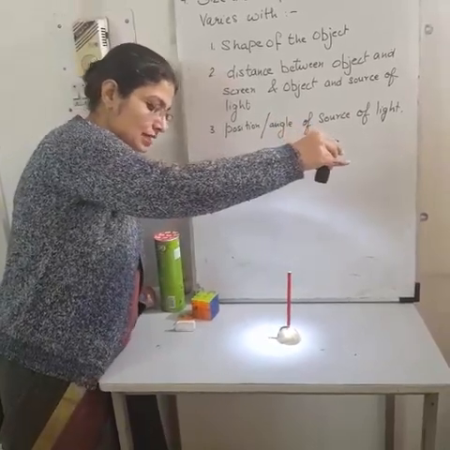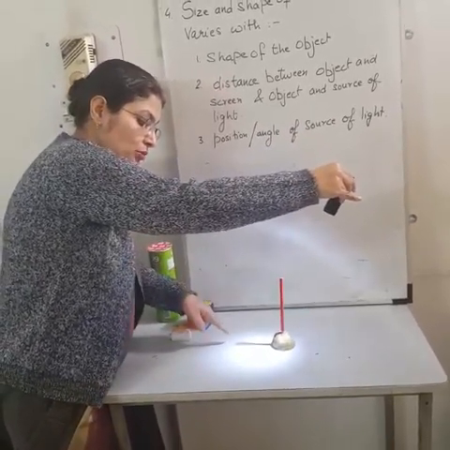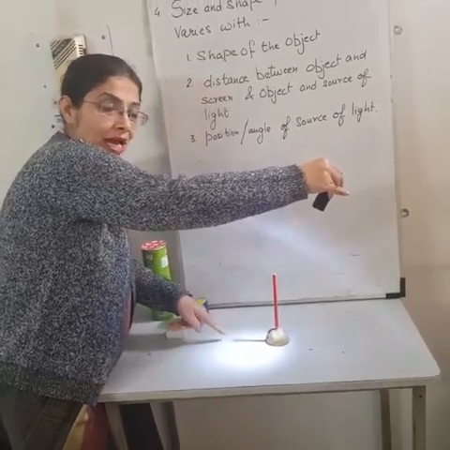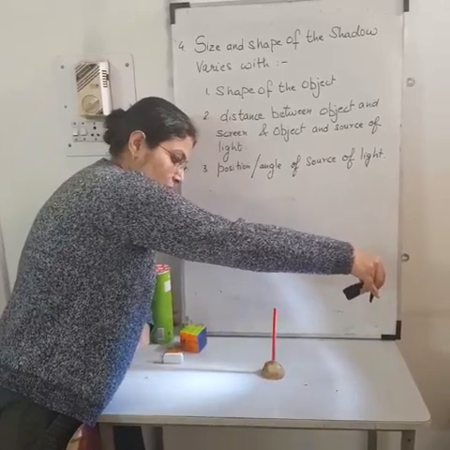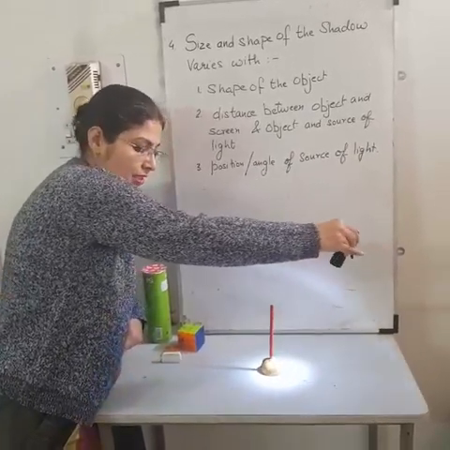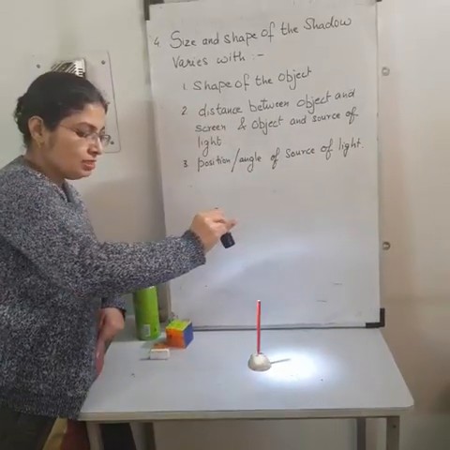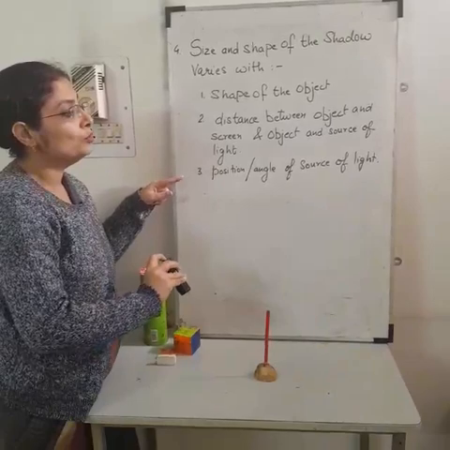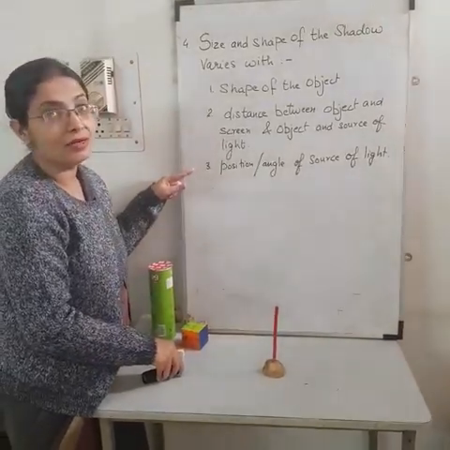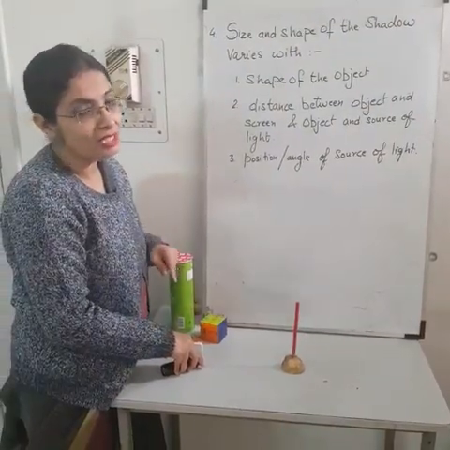And as the sun sets, you can see that the shadow has now come to the opposite direction, and it has become very very long also. I hope it is clear to you. See, I am doing it again. So this means that the position and angle of the source of light also plays a very important role in determining the size of the shadow.